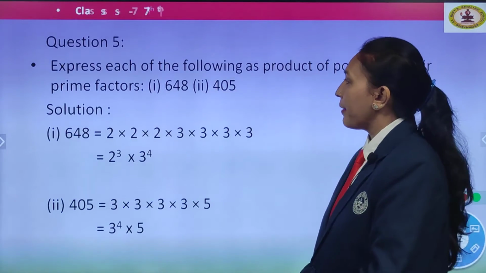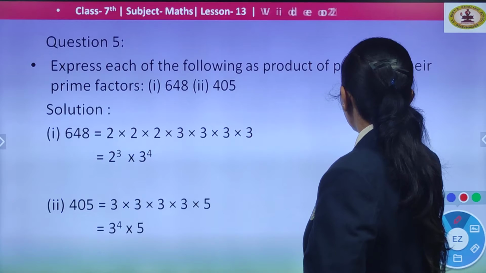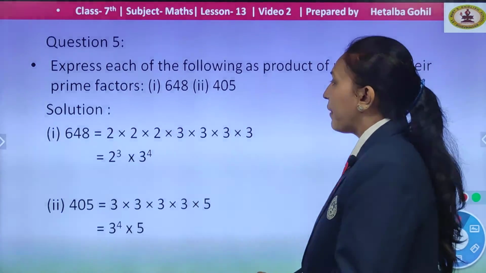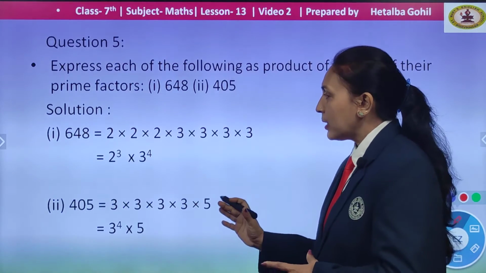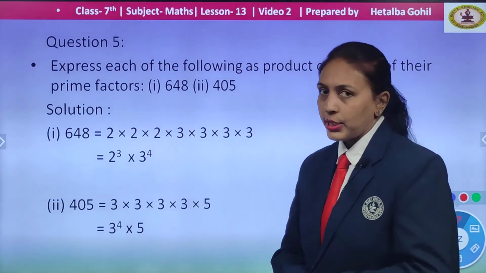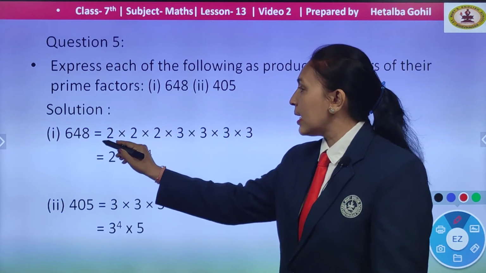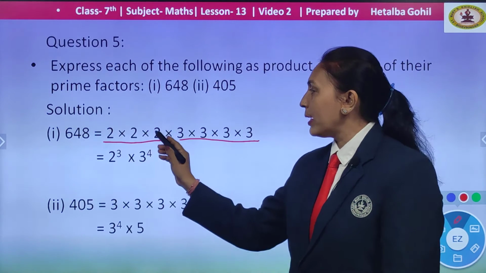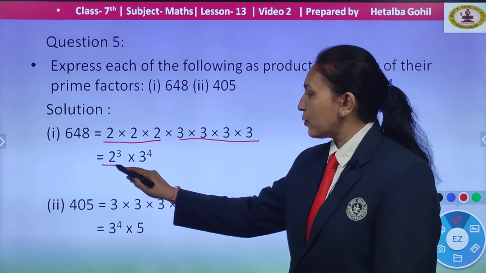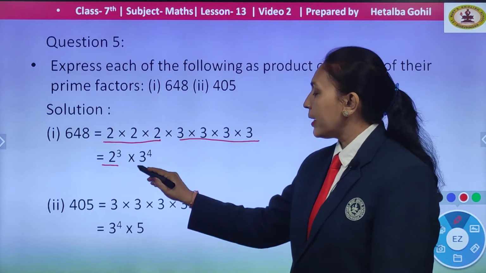Question number 5. Express each of the following as the product of the powers of their prime factors. That means here too we have to find the prime factors and put them in exponential form. So 648 has the prime factors 2 multiplied 3 times, so 2 raised to 3, multiplied by 3 multiplied 4 times, 3 raised to 4.